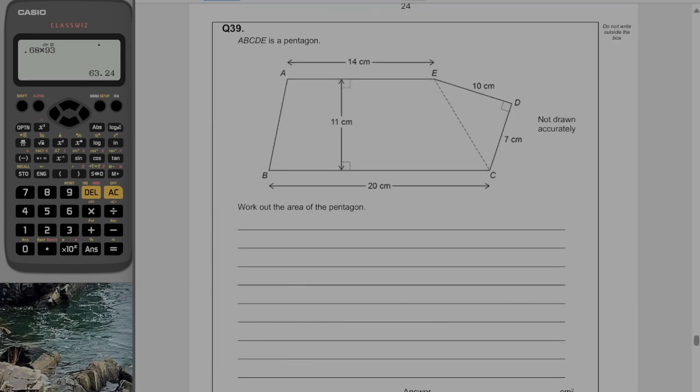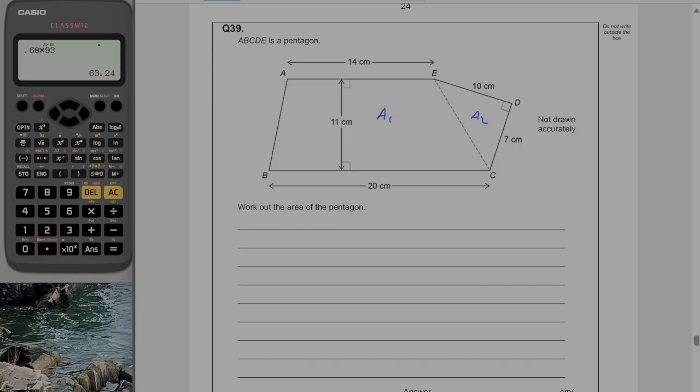Right, question 39. A, B, C, D, E is a pentagon, so a 5-sided shape. Work out the area of the pentagon. So we're going to treat it as 2 separate areas. We'll call it area 1 and area 2. Area 1 is a trapezium and area 2 would be a triangle.